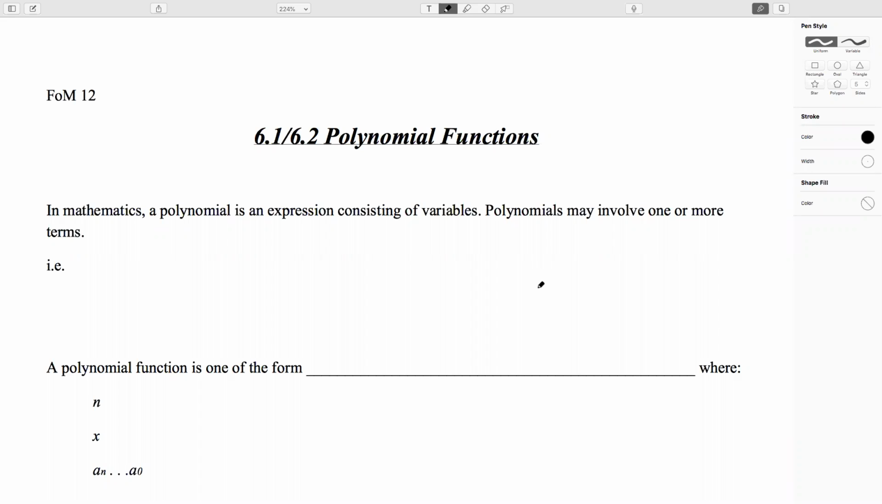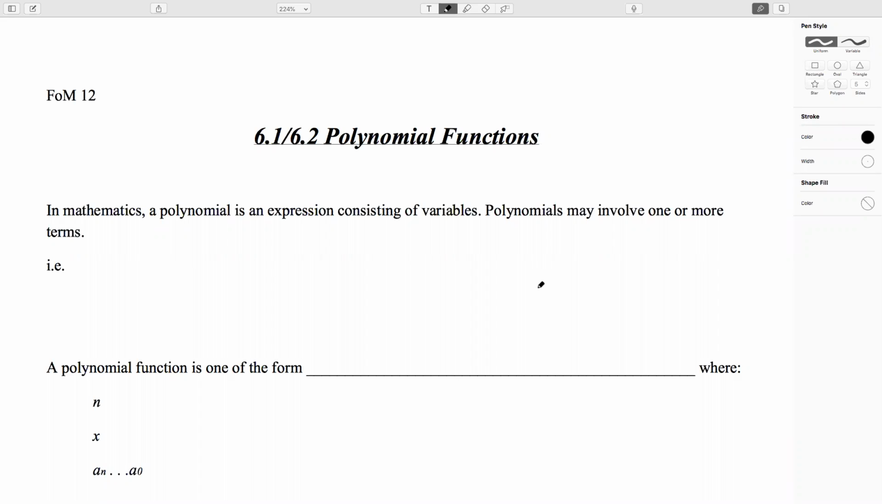So the topic today, we're starting a new chapter. We're starting on polynomial functions. So we're going to talk about what polynomial functions are. We will define them. We will spend a bit of time graphing them, taking a look at what the different types of functions look like. And we're going to talk about characteristics and things that you should look for when you're determining what kind of polynomial you've got.